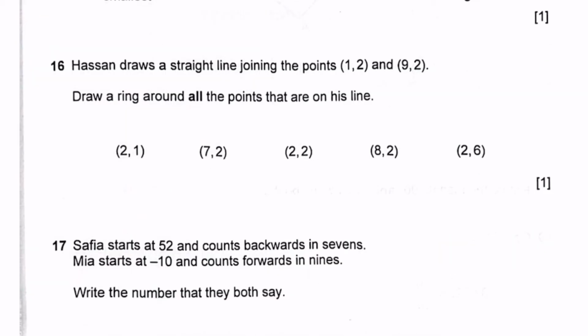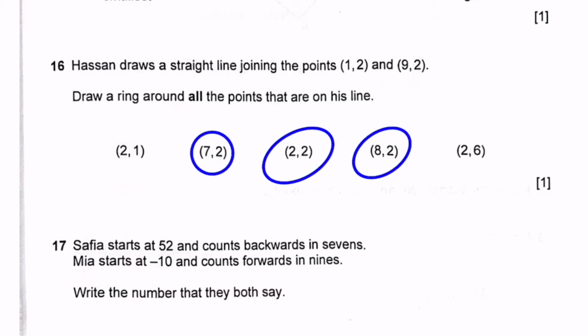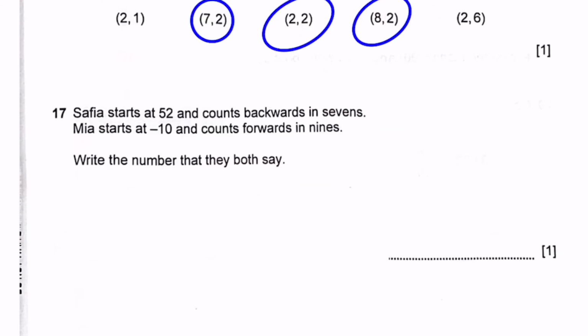Question 16. Hassan draws a straight line joining the point 1, 2 and 9, 2. Draw a ring around all the points that are on his line. So, as we can see here, the y-coordinate is 2. That means all the y-coordinates are 2 on this line. And the x-coordinates should be between 1 and 9. That's the only condition. So all 3 of these points will be on that line, because the y-coordinate's 2 and the x-coordinate's between 1 and 9. That's the answer.